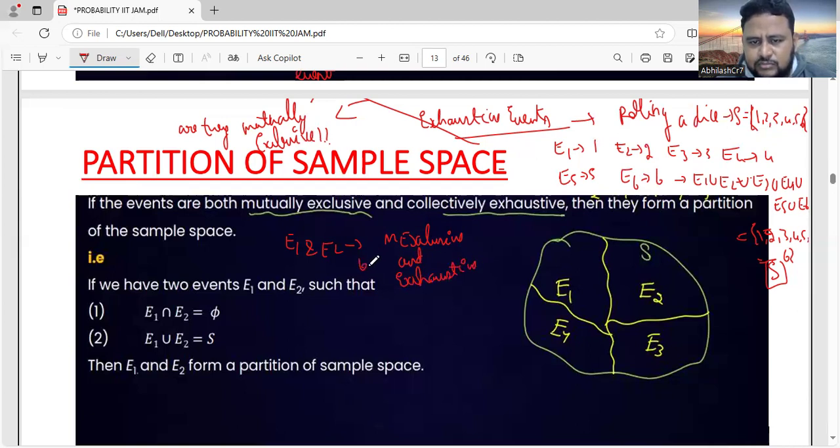Okay. They should be both mutually exclusive and mutually exhaustive. Then E1 and E2 form a partition of the sample space.